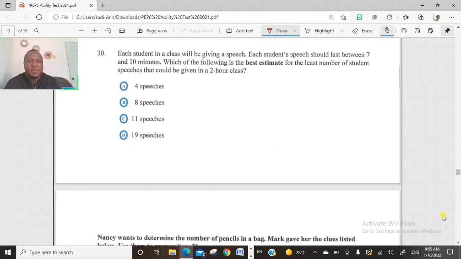Okay, moving on to item 30. Each student in a class will be given a speech. Each student's speech should last between 7 and 10 minutes. Which of the following is the best minute estimate for the least number of student speeches that could be given in a 2-hour class? So the speeches should be between 7 and 10 minutes, right? 2-hour class. Let us check to see how many minutes you can get out of 2 hours.